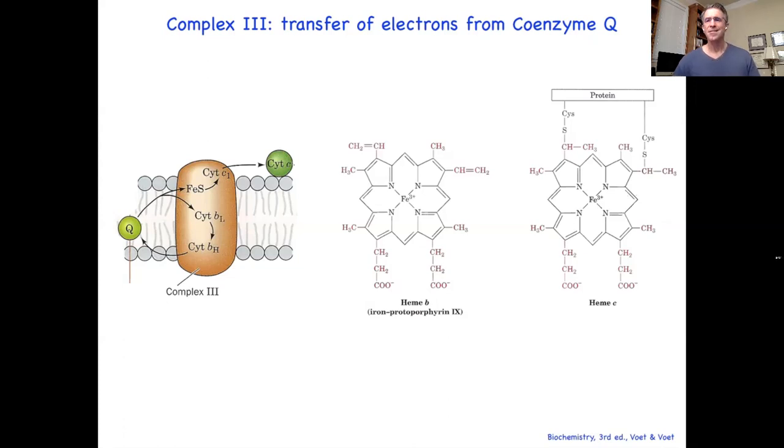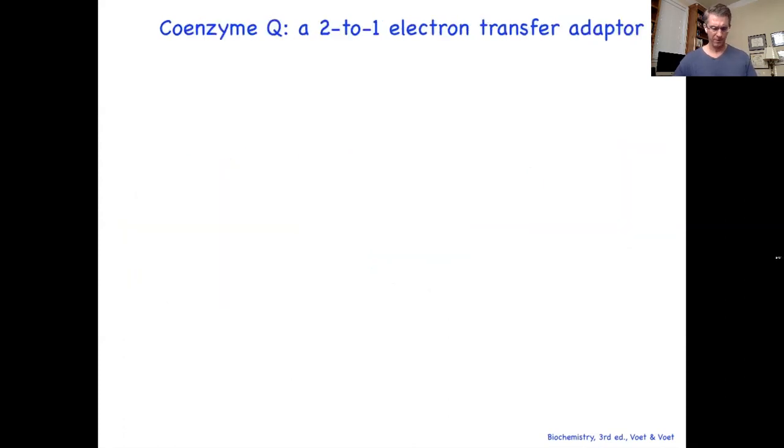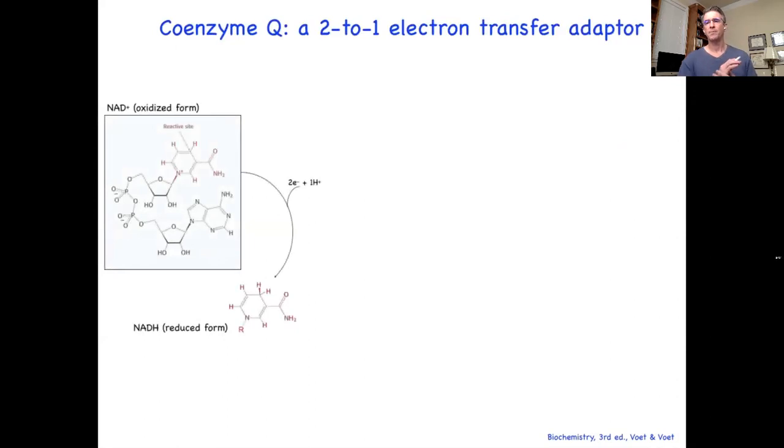Okay, what's with this? You can already tell something weird's going on here. We've got this electron transport pathway, and the idealized diagram seems to bifurcate. What's going on? Well, up to this point, we've been transferring 2 electrons and a proton, or 2 electrons and 2 protons in the case of FADH2.